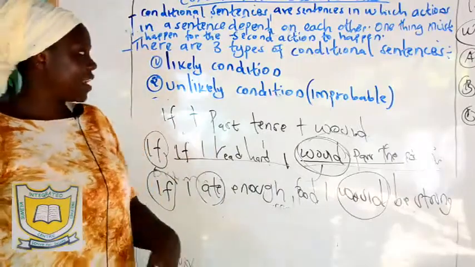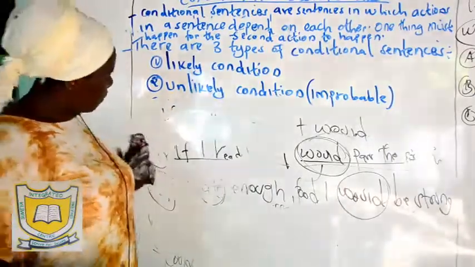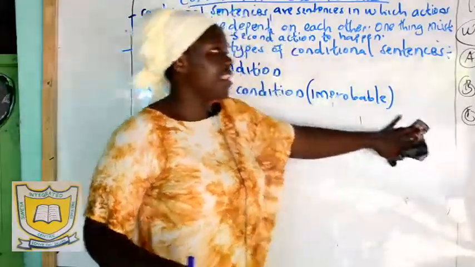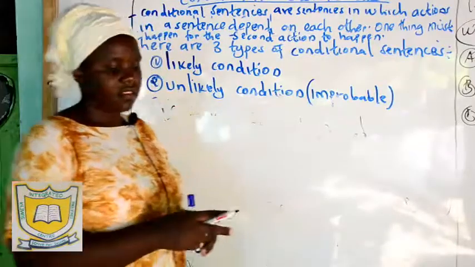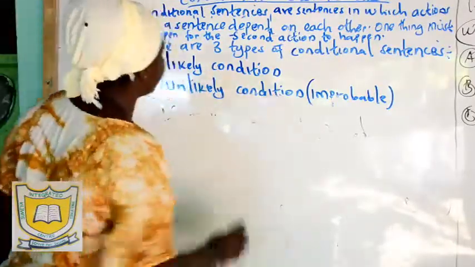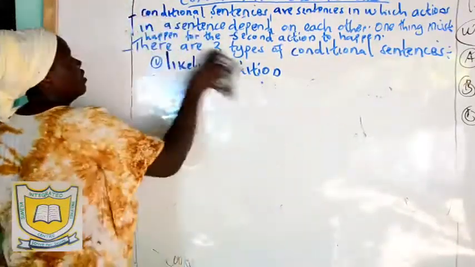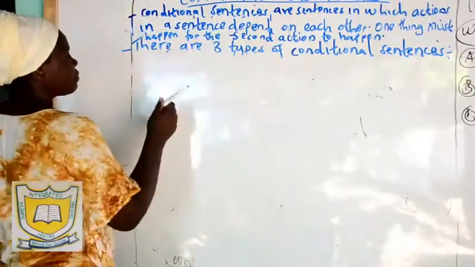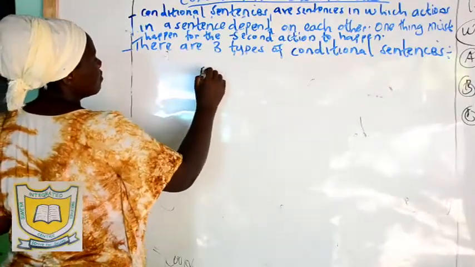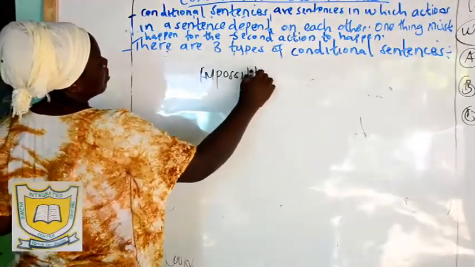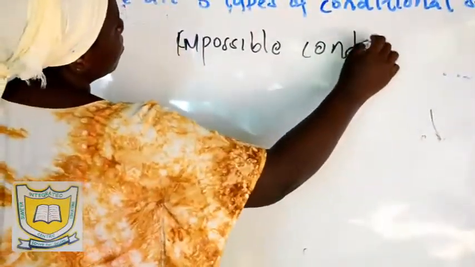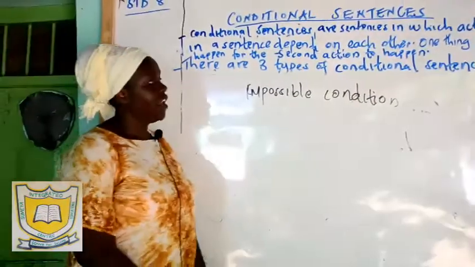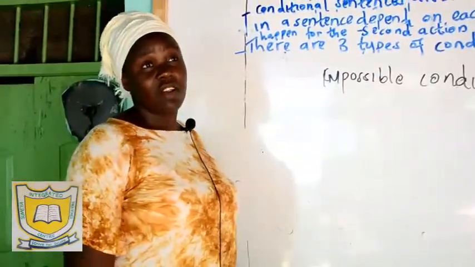This brings us to the impossible condition. Type number 3 of conditional sentences is called the impossible condition. Why is it called the impossible condition? Because actions in this sentence cannot take place.